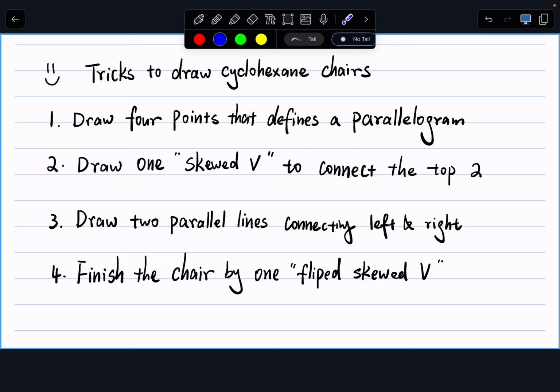Yes? When you ask about the lowest and highest chair conformations, are you asking about No, there's no lowest and highest chair conformation at this point. We haven't added any substituents yet. So right now, these two chair conformations will have exactly the same energy.